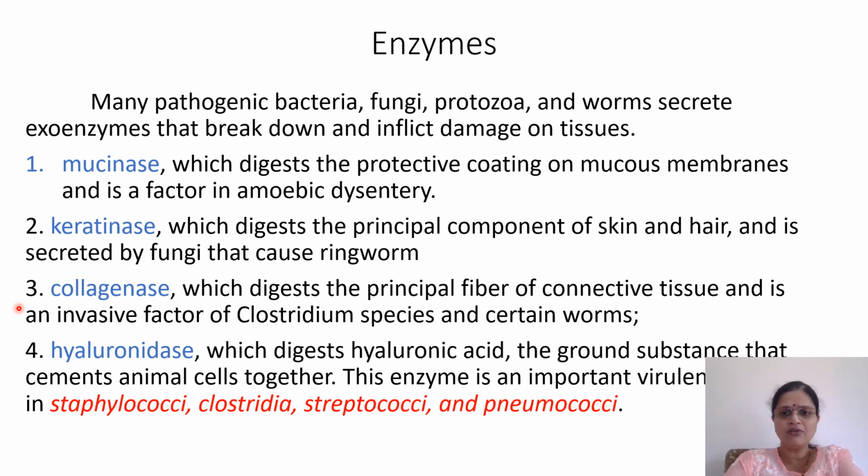And this hyaluronic acid will be digested by the enzyme hyaluronidase, which is present in the pathogen. So by releasing this enzyme, it will easily digest the cementing substance, and that is how they can easily penetrate the body tissues and enter inside the circulation. Many organisms release this enzyme, like Staphylococci, Clostridia, Streptococci and Pneumococci.